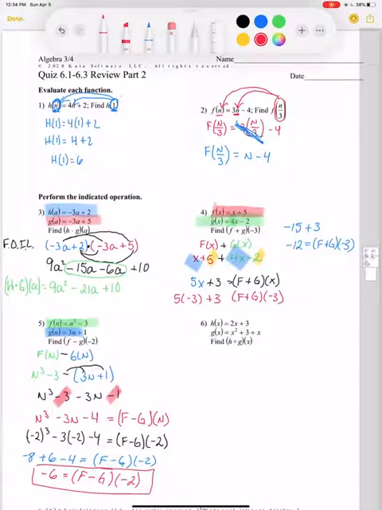Lastly, problem 6, h of x is 2x plus 3, g of x is x squared plus 3 plus x. It wants us to find h of g of x. So it's an open circle. Open circle does not mean we're multiplying, okay? We are not multiplying. I cannot stress that enough. You're not multiplying. What you are doing is you're taking this right here and you're looking at the order in the way it's written, okay? So it says h, then the open circle, then g.